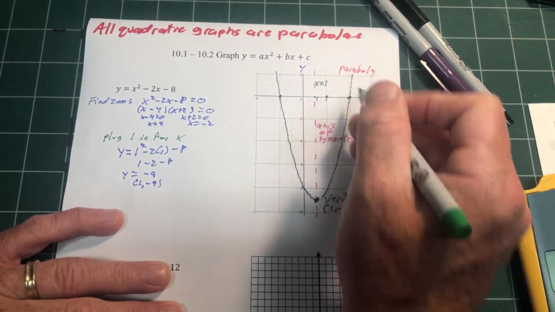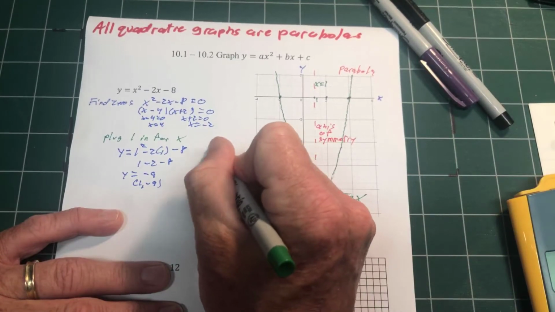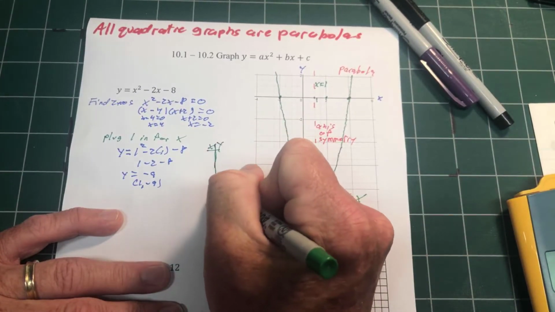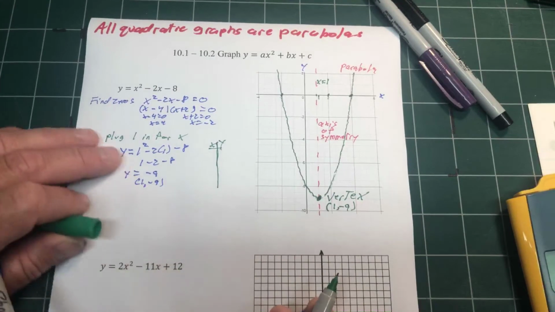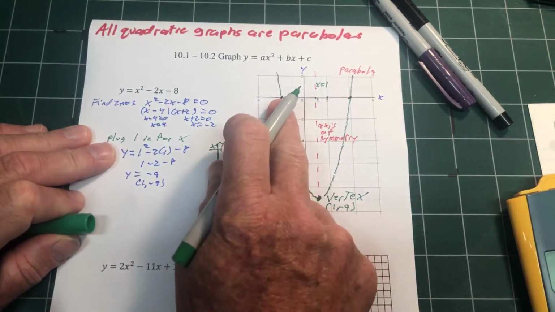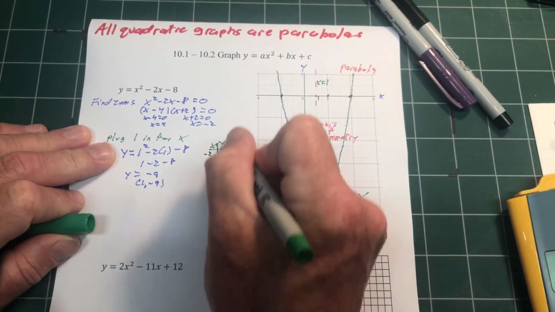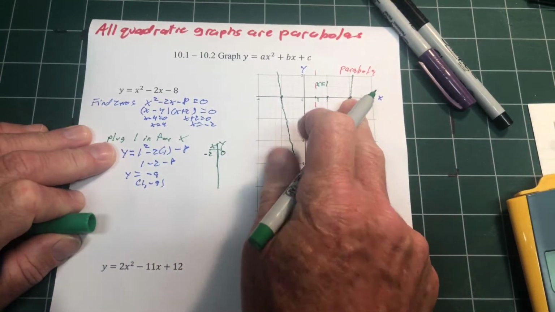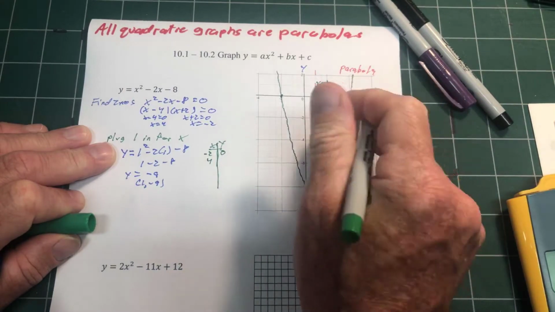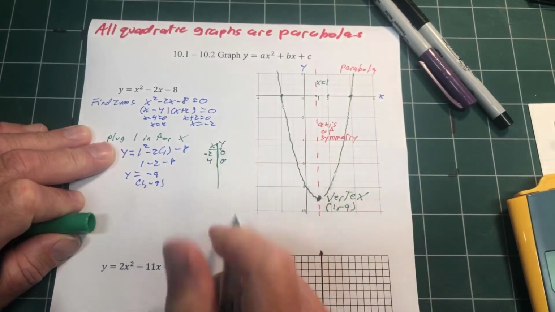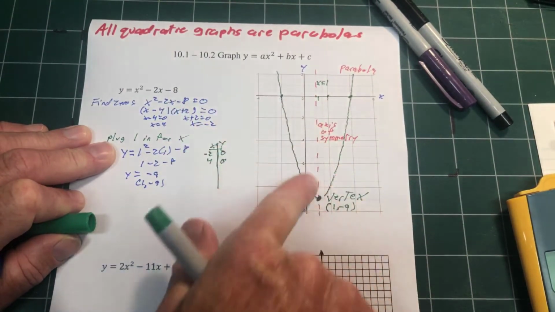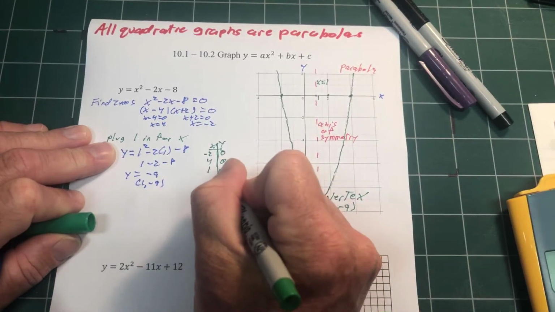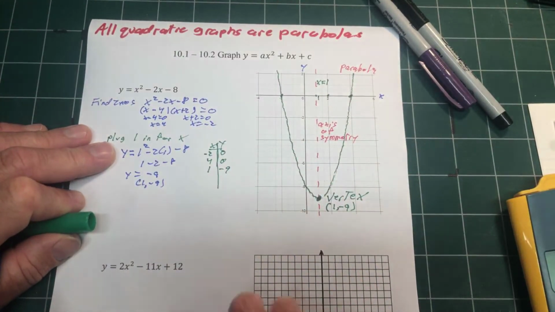Here's where a good old t-chart comes in. I already know that when x is negative 2, y is 0. That when x is 4, y is 0. I know that when x is 1, y is negative 9. Those are some pretty key points, the roots there, the vertex. But let me find some other points, maybe along here. How about when x is 0?